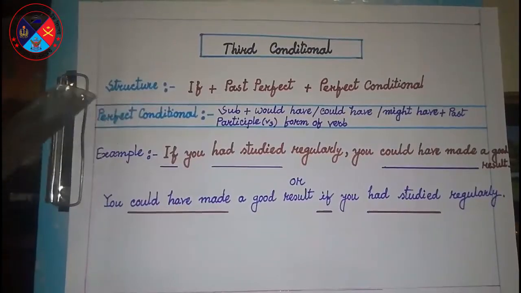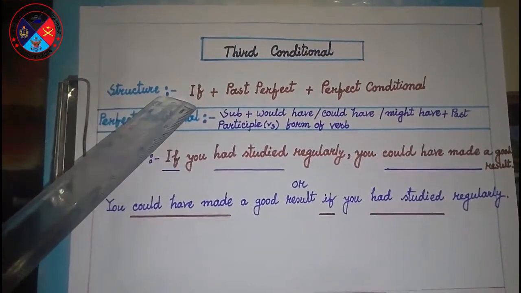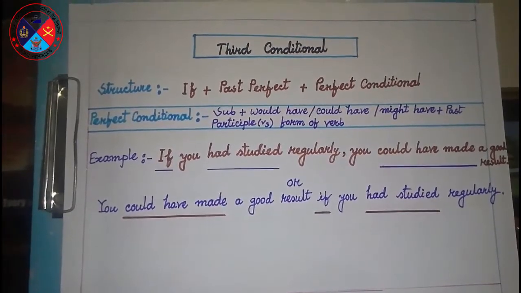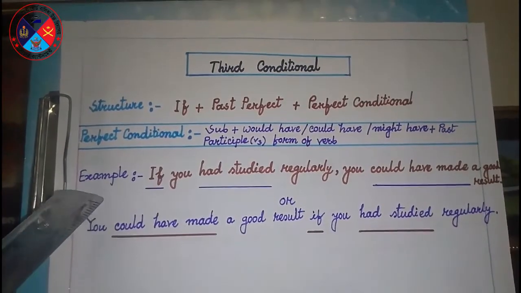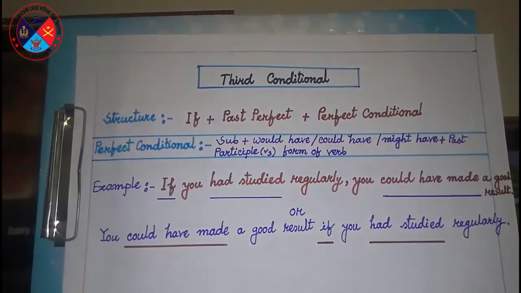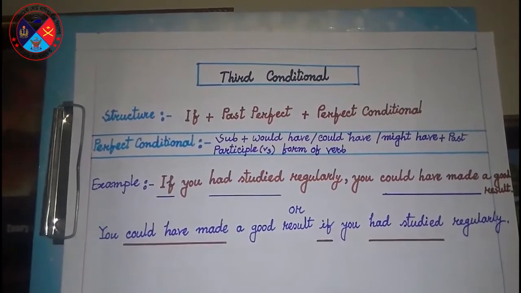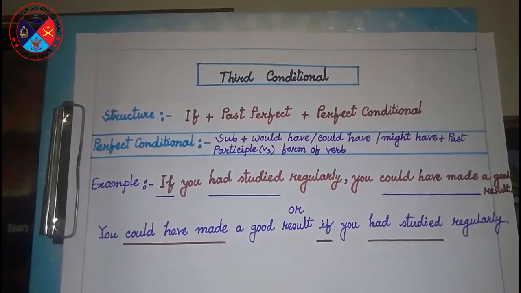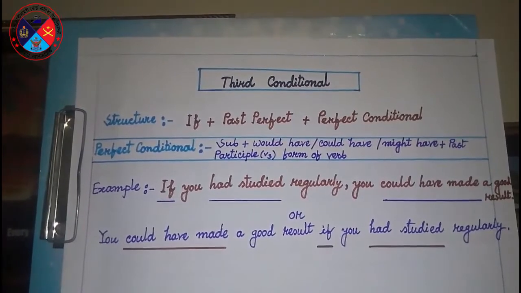Then, structure of third conditional sentence. The structure of third conditional sentence: if plus past perfect tense plus perfect conditional. You may ask me, what is perfect conditional? Okay, the structure of perfect conditional: subject plus would have or could have or might have plus past participle form of verb.